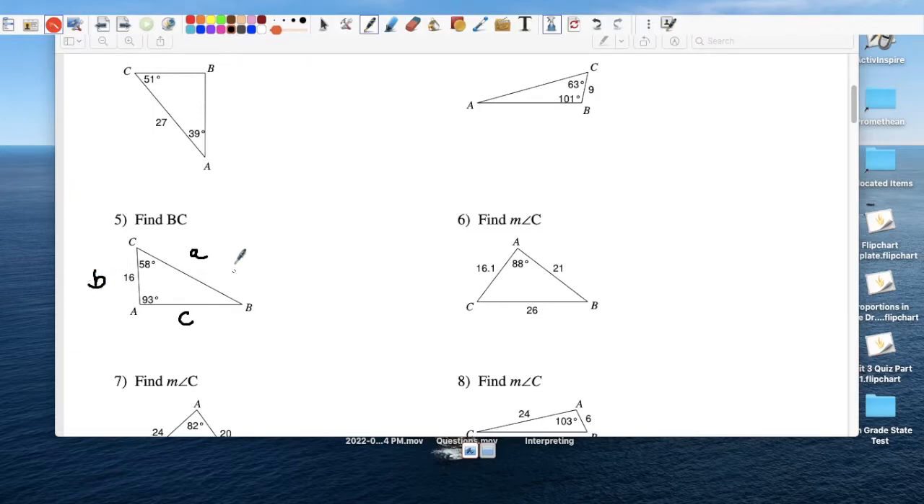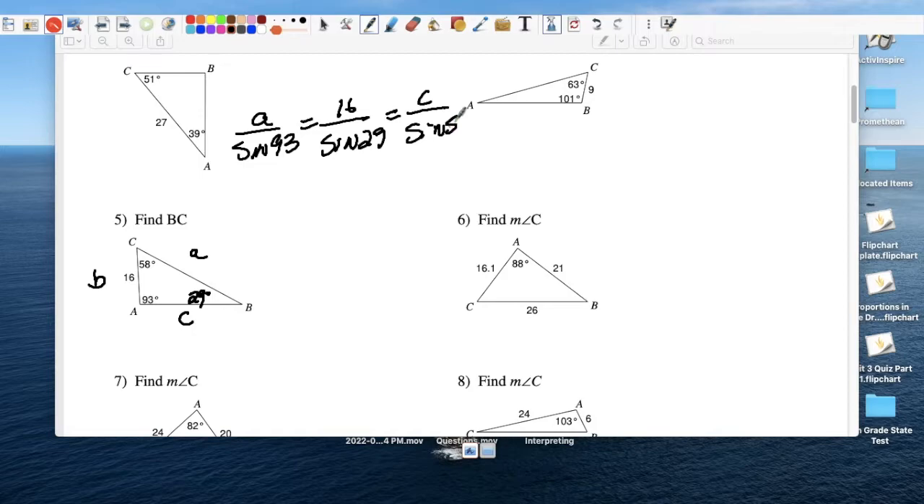This is little b, so I want little a or BC. So a over sine 93 equals... angle B I can find. Sorry, I didn't find angle B, so it's 180 minus 58 minus 93 equals 29, so this is 29 degrees. B, which is 16, and then sine 29. And C, I don't have, but I have the angle. And I want this guy here, so I don't even need C, so I can use these two for my proportion.